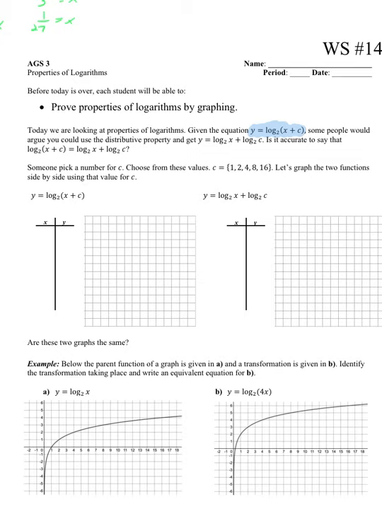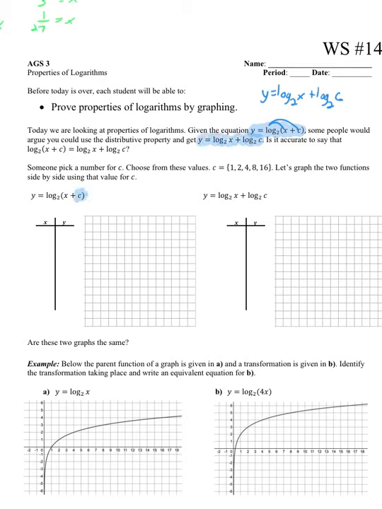And some people would say, oh, you can use the distributive property here. And you can say, hey, let's multiply both the x and the c by log base 2. And then you can rewrite it as y equals log base 2 of x plus log base 2 of c. That's what the distributive property says you can do. And that's what we're going to take a look at right now.